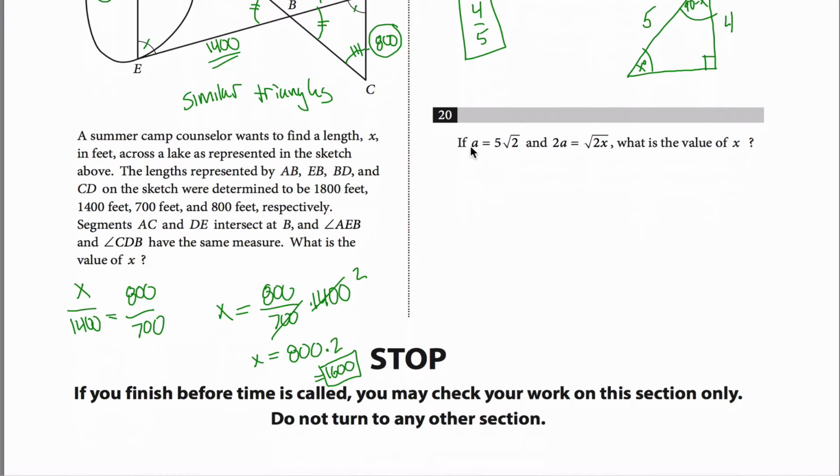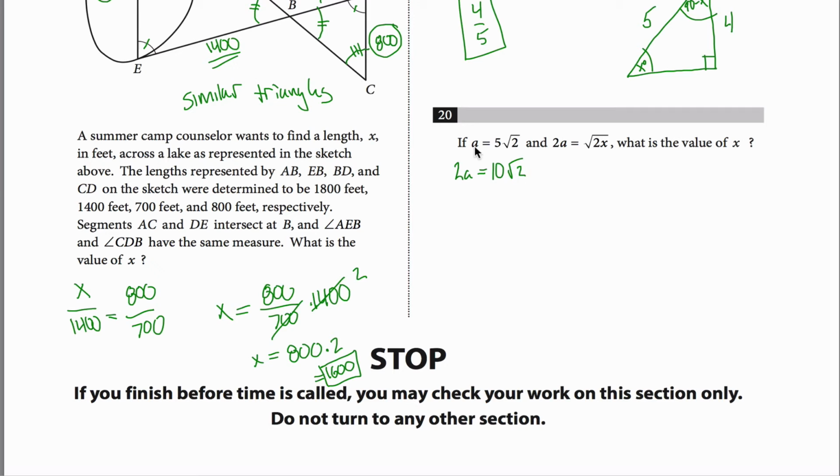Last problem, number 20. a equals 5 root 2, and 2a equals the square root of 2x. And what it wants to know is what is the value of x. Okay, so a few different ways you can do this. What I would do is kind of substitute in. I'd say, wait a minute, if a equals 5 root 2, then 2a must be equal to 2 times 5 root 2. In other words, 10 root 2.